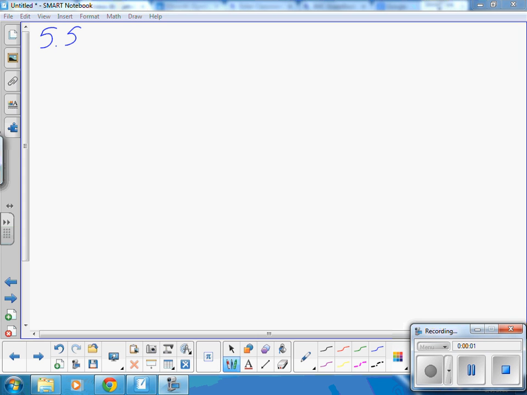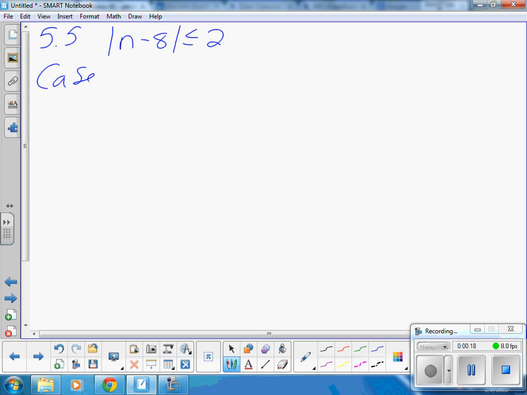All right, 5.5, part 2. Your turn. You are going to try the absolute value of n minus 8 less than or equal to 2. So we have case 1. That's where the absolute value part is positive. So we get n minus 8 is less than or equal to 2. Add 8 to both sides. You get n is less than or equal to 10.